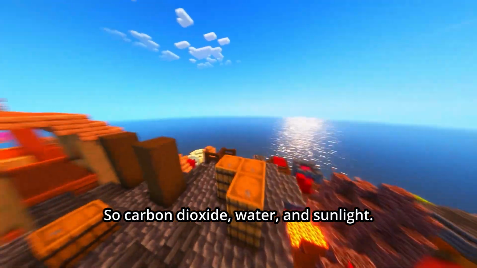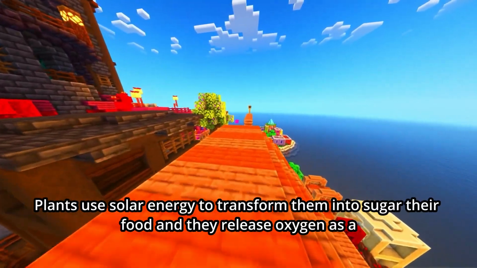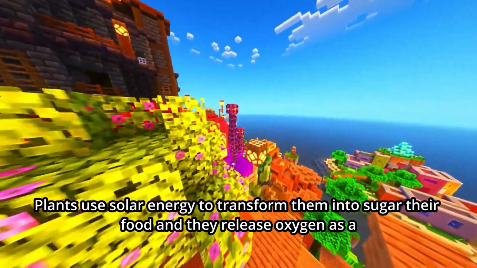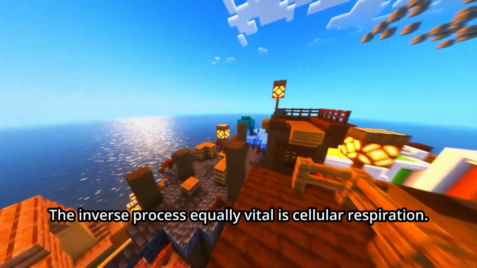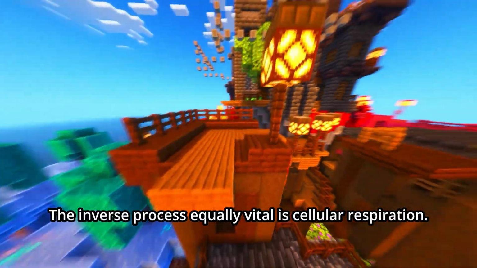So carbon dioxide, water, and sunlight. Yep. Plants use solar energy to transform them into sugar, their food, and they release oxygen as a byproduct. It's the engine of life on Earth, really. Absolutely fundamental. The inverse process, equally vital, is cellular respiration.